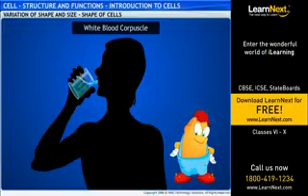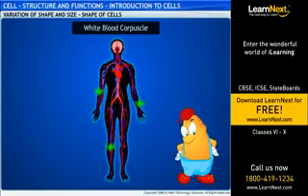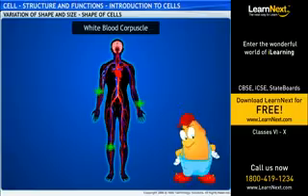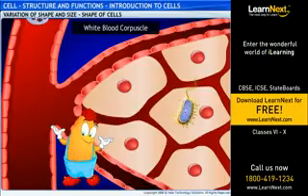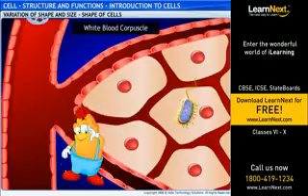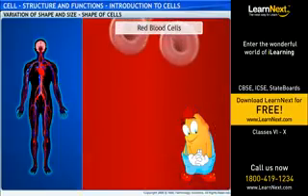WBCs are responsible for protecting our bodies against invading bacteria and harmful microorganisms. To do this, they need to travel to different parts of the body attacked by such organisms. In order to squeeze through the blood vessels and intercellular spaces, WBCs change their shape using pseudopodia similar to those in an amoeba.